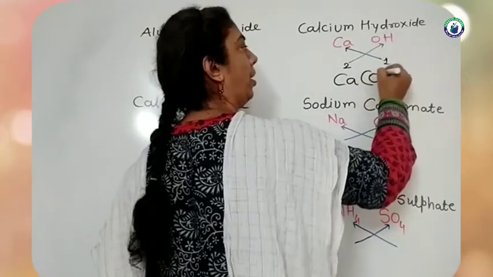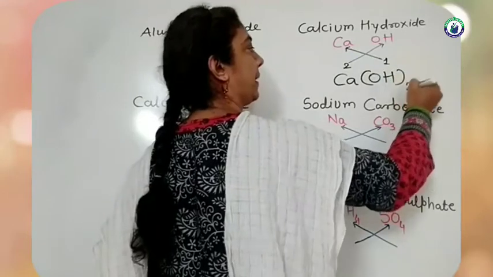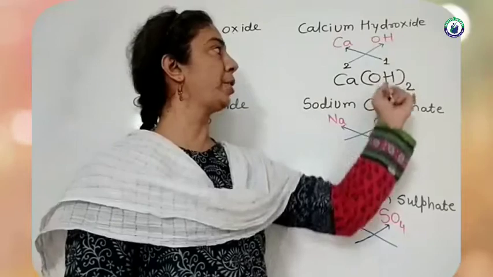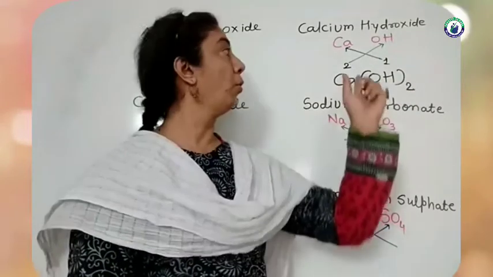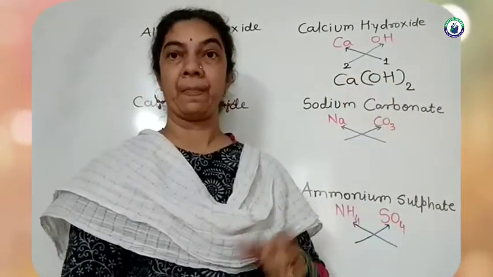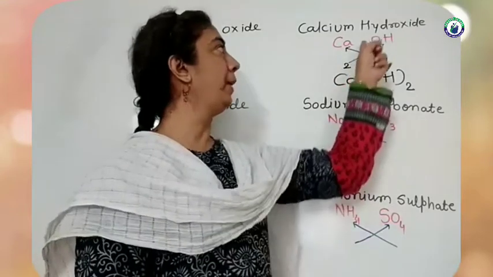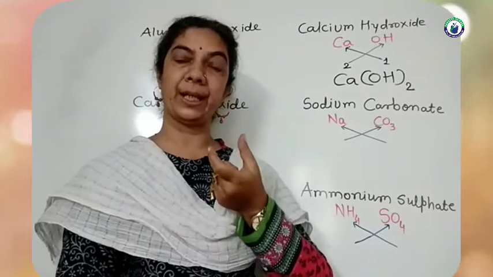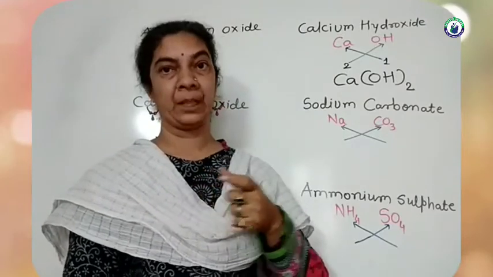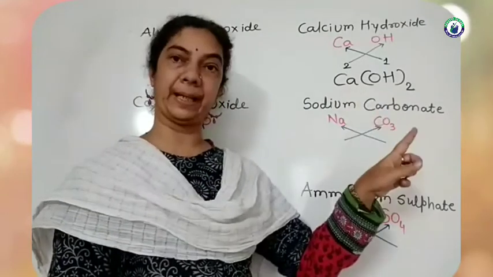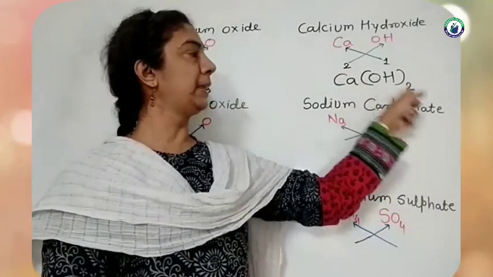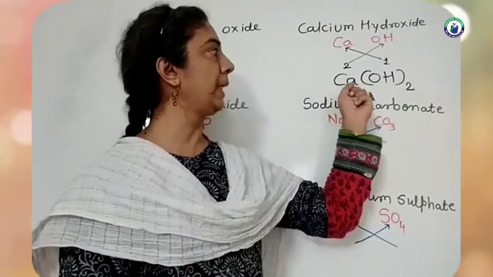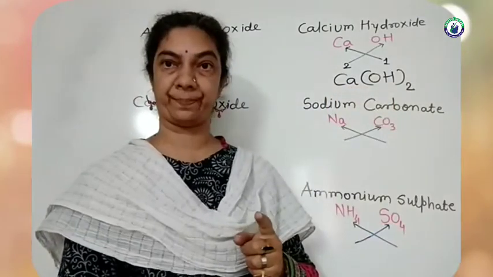So Ca(OH) twice. In this situation we show OH in brackets, because this 2 is for O as well as for H, and OH remains together. So we write it in brackets, and then the valency is written as a subscript. So the formula becomes Ca(OH)2.